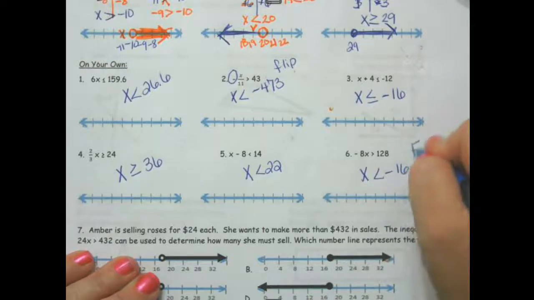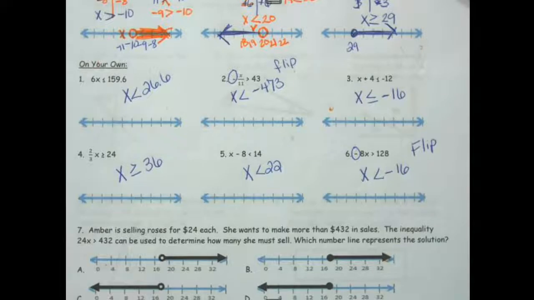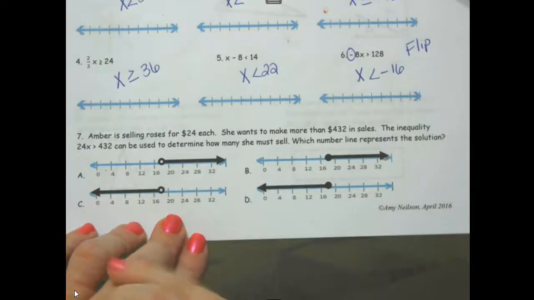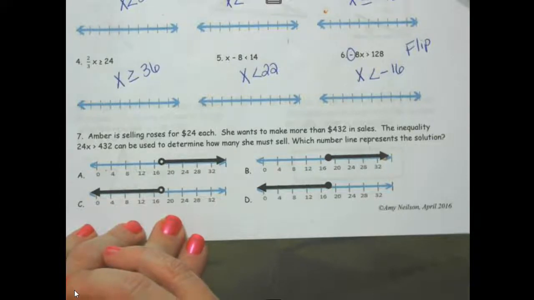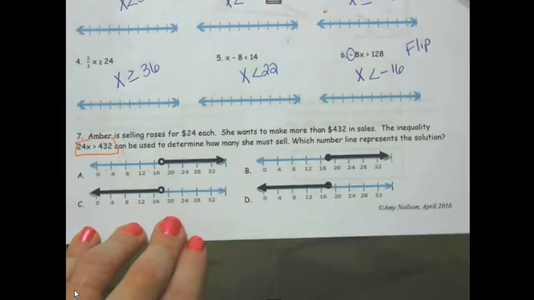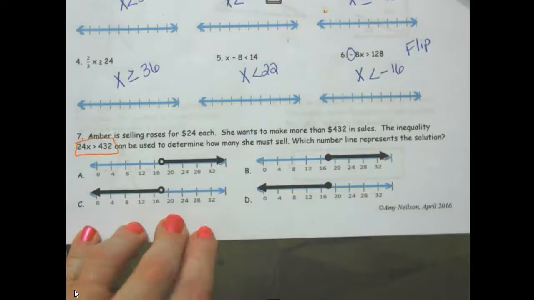You have to flip this one, because you're dividing by a negative. Amber is selling roses for $24. She wants to make more than $432. They give you the inequality and they're just wanting you to solve it. It can be determined by how much she sells, and they're just wanting you to pick the number line.